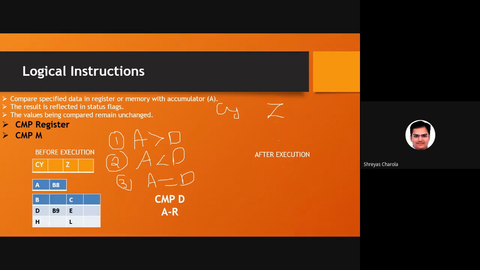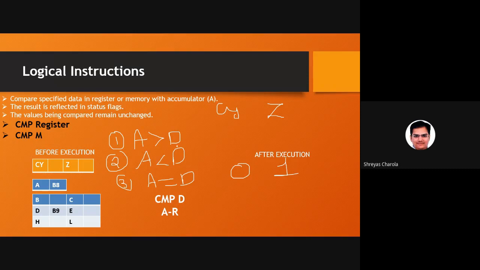The numbers might be greater than A, less than A, or equal to A. When A equals D and you do the subtraction A minus D, you get 0 as the answer in the accumulator. When the accumulator gets 0, the zero flag is set to 1. This indicates to the processor that the accumulator is 0 because the numbers you mentioned are equal.